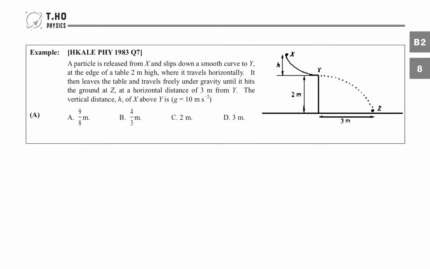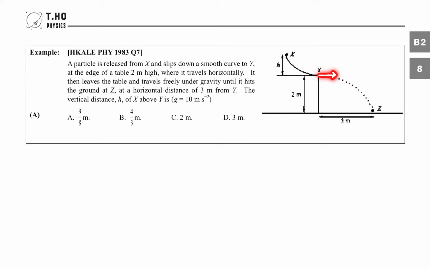Here we come to A-Level Physics 1983 question 7. A particle is released from X and slips down a smooth curve to Y. So in this portion of the motion, we can make use of conservation of energy, which we have done in chapter 6, in order to calculate the speed when it comes to Y.